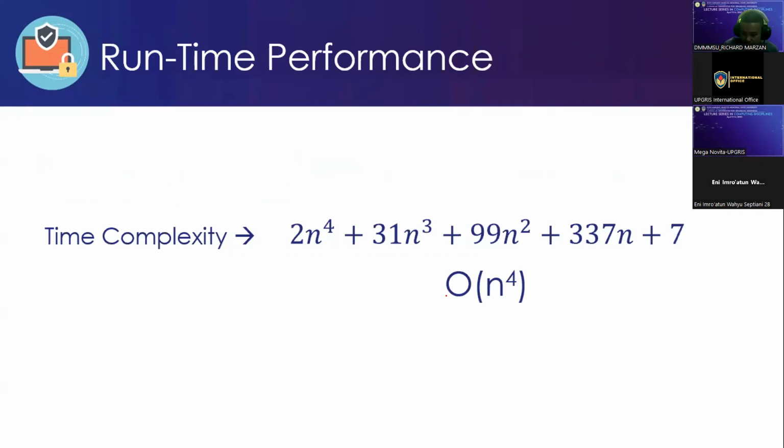So based from the result, the time complexity of this algorithm is 2 raised to 4 plus 31n cubed plus 99n squared plus 37n plus 7. This is O(n^4) in big O notation. Based from the study, n^4 is considered fast in simulating the algorithm.